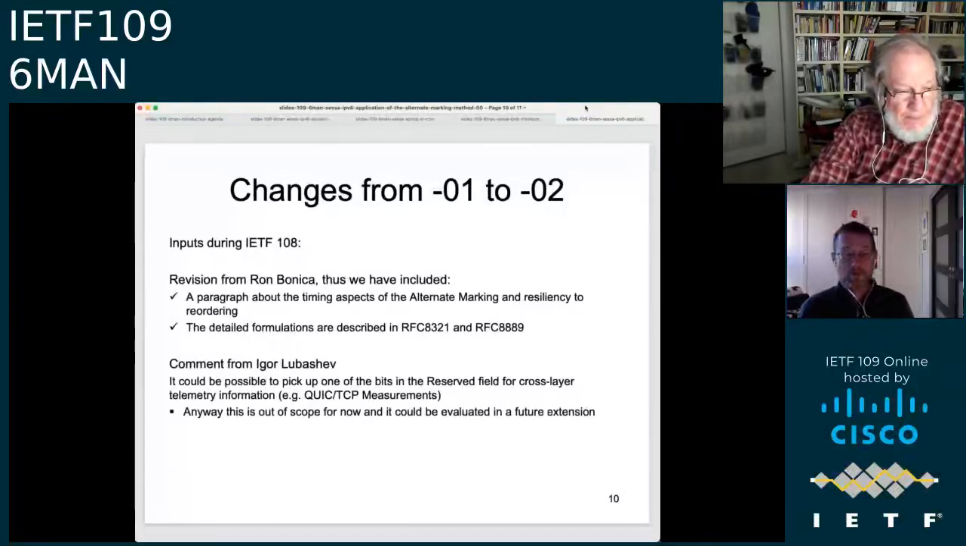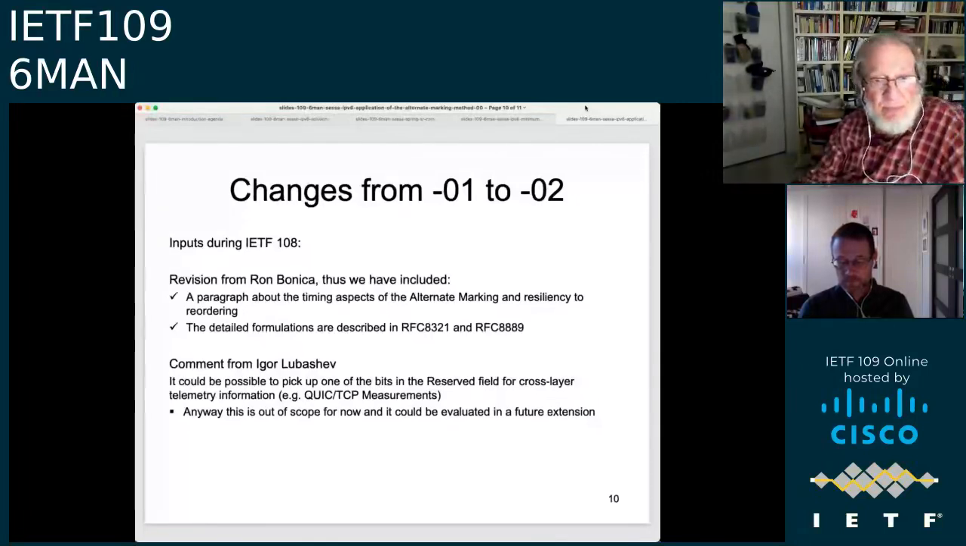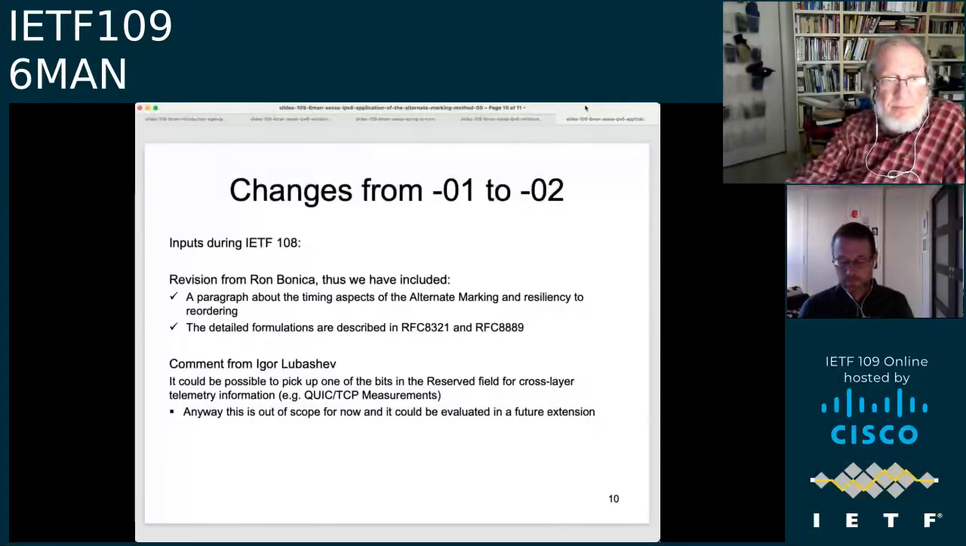Yeah, the change from the last version: we addressed the comment from Ron about the timing aspect of this methodology, because he had some concern about the resiliency to reordering, but there is a mathematical formulation in both RFC 8321 and RFC 8889 about that. We also included a small paragraph that describes how the alternate marking is resilient to this kind of reordering.